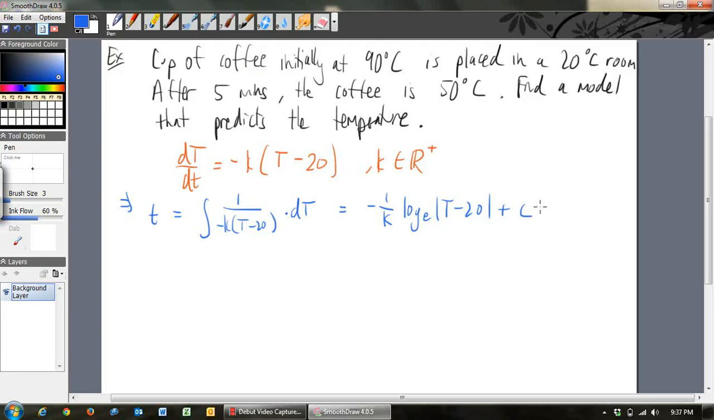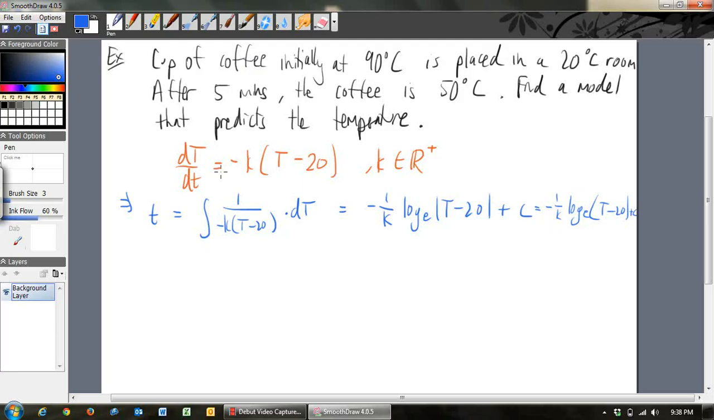Okay, so I'm just going to try to rewrite that here. Negative 1 over k, log e of T minus 20, plus c. Okay, that's perfectly acceptable. That coffee cannot become under 20, so this cannot actually be negative. So we can comfortably do that.